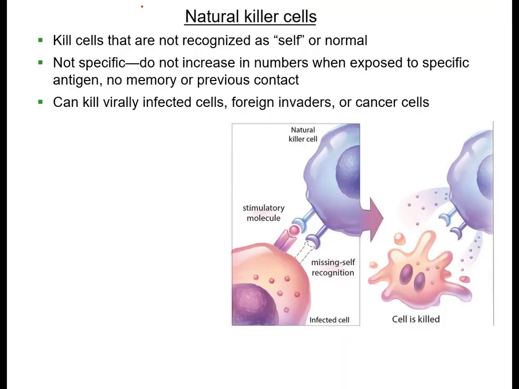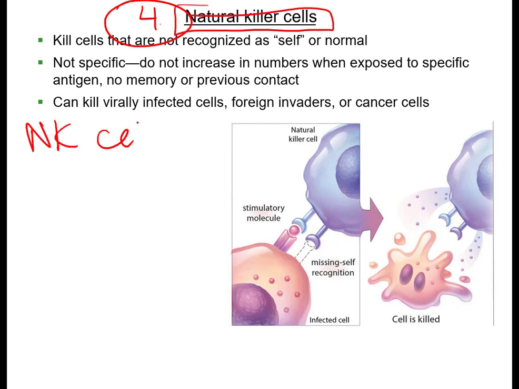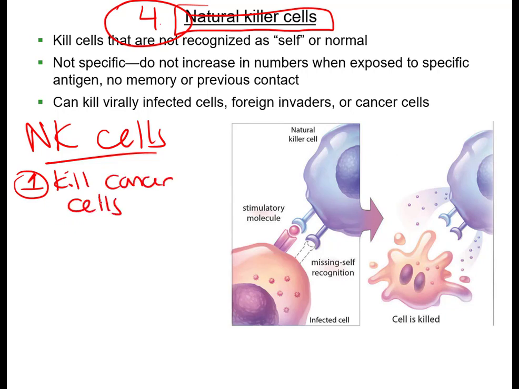The final and fourth innate immune response are these special cells called natural killer cells, often abbreviated NK cells. Natural killer cells have two jobs. Their first job is to kill cancer cells. Most cancers in the body get destroyed immediately by natural killer cells before anybody even knows that there's a cancer cell there. They're very, very strong and efficient at killing cancer. Their second job is to kill any cells that are infected with viruses. So, kill virally infected cells.